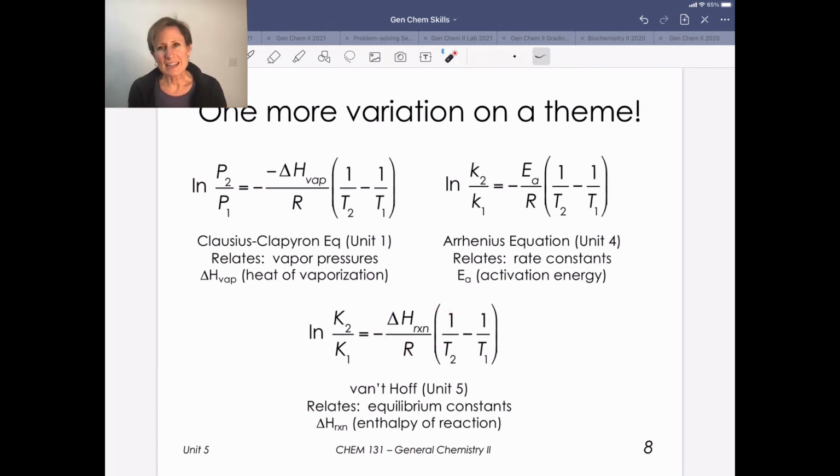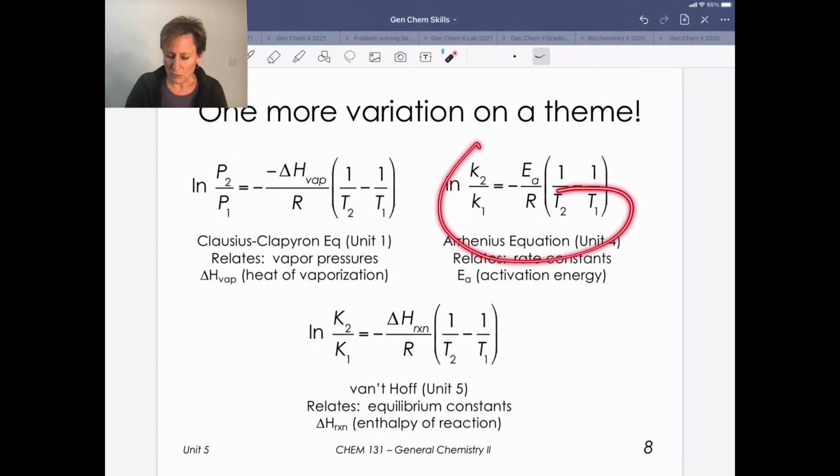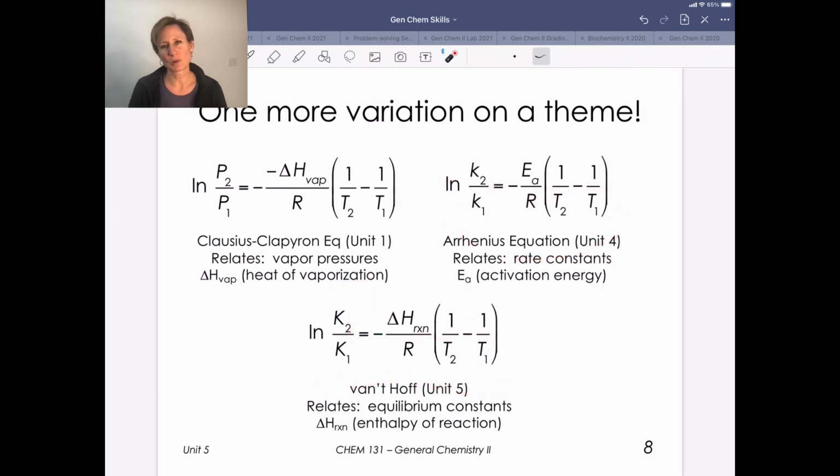So remember, with these equations, all that you really need to know is how to solve for the unknown variable. So now we've got three flavors of them relating to pressure temperature relations, rate constant temperature relations, and now equilibrium constant temperature relations. So just know how to use this equation and how to solve for an unknown variable. See, so much of this comes down to algebra.